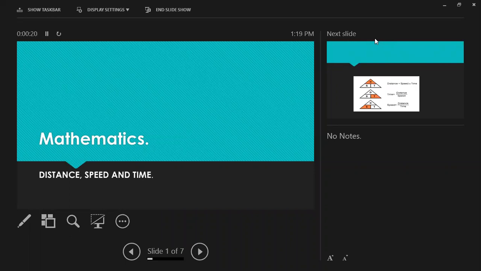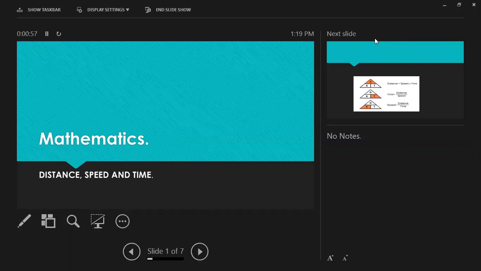Remember, our topic is still distance, speed, and time. From our previous lesson, remember, we were talking about speed, and we said there is a very close relationship between distance, speed, and time. And we said distance is equal to speed times time, whereas speed is equal to distance over time, and time is equal to distance over speed. So in that order. And today in our lesson, we want to finish with speed.